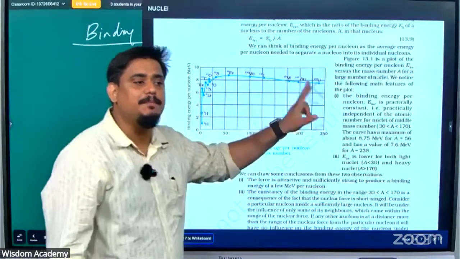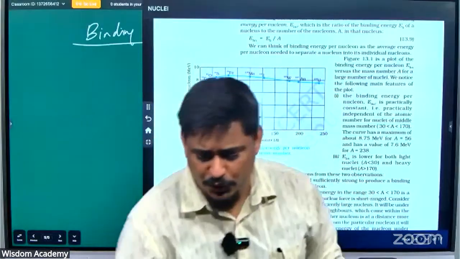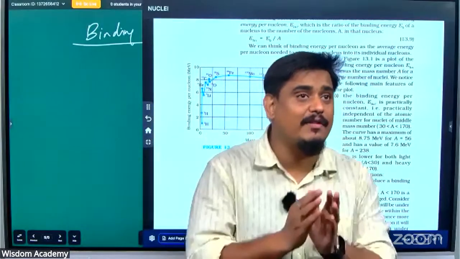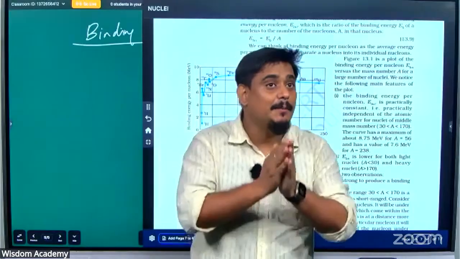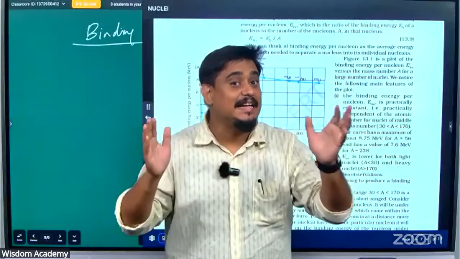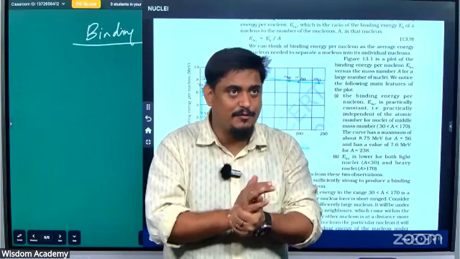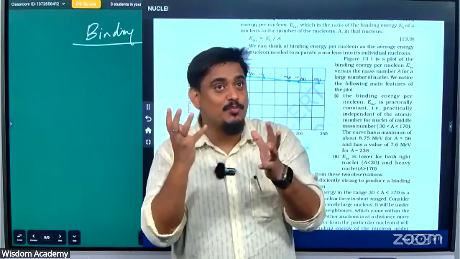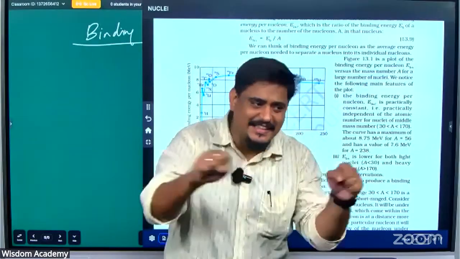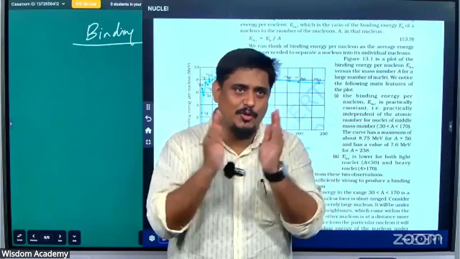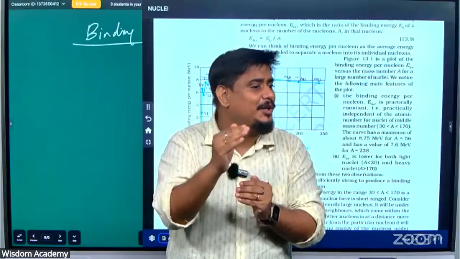So what is given here for these elements? Binding energy per nucleon. By now, if you have understood the concept of binding energy, the bigger the binding energy is, the greater the energy needed to break that nucleus, isn't it? If binding energy is bigger, more energy is required to disintegrate it. If binding energy is smaller, less energy is required to disintegrate it.